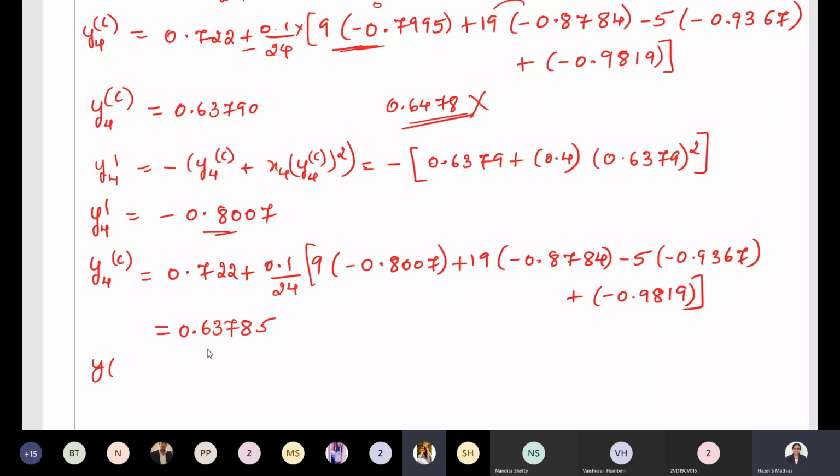So what will be the value of y of 0.4? Calculate everyone. You can round it off and write the answer as 0.6379. Correct? So this is the y4 value. Is it clear? Work out if you're still working out. Don't leave that in between.